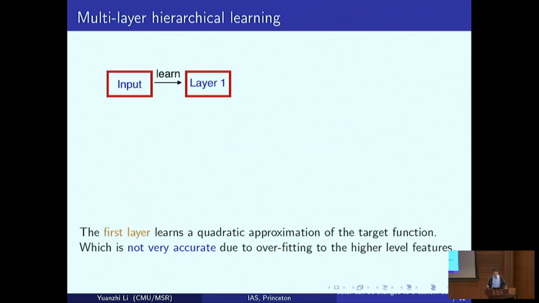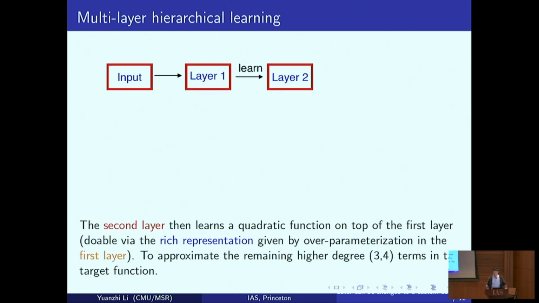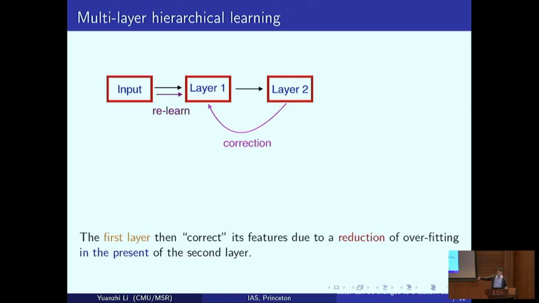And so here is the general picture. You have the input, and the first layer learns some quadratic approximation of the target function. It's not very accurate because it's overfitting to the higher level ones. And then your second layer learns a quadratic function on top of the first one by the rich representation given by over-parameterization. And now the second layer is going to correct the first layer, because the second layer is there, so the first layer doesn't have to overfit to those features that it cannot learn.